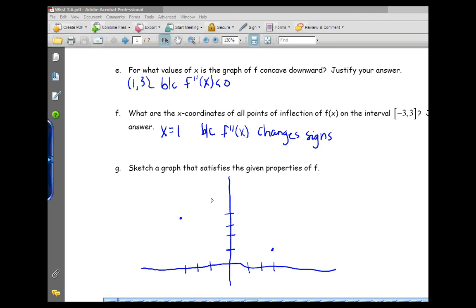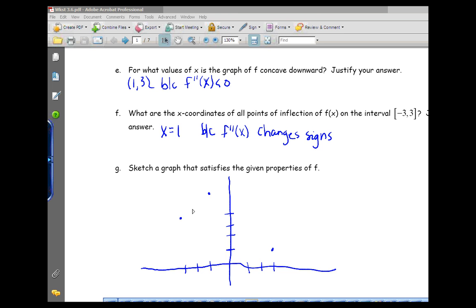Now, I don't know anything about the y value of that maximum, but if I have a relative maximum at x equals negative 1, then I know that that has to be a hill in this graph. So I've got to go up from my starting point. And then I don't have any relative minimums, but I had my absolute minimum, which I already have over here on my graph. So I know that my graph of f is going to increase, and then it's got to come back down and decrease.